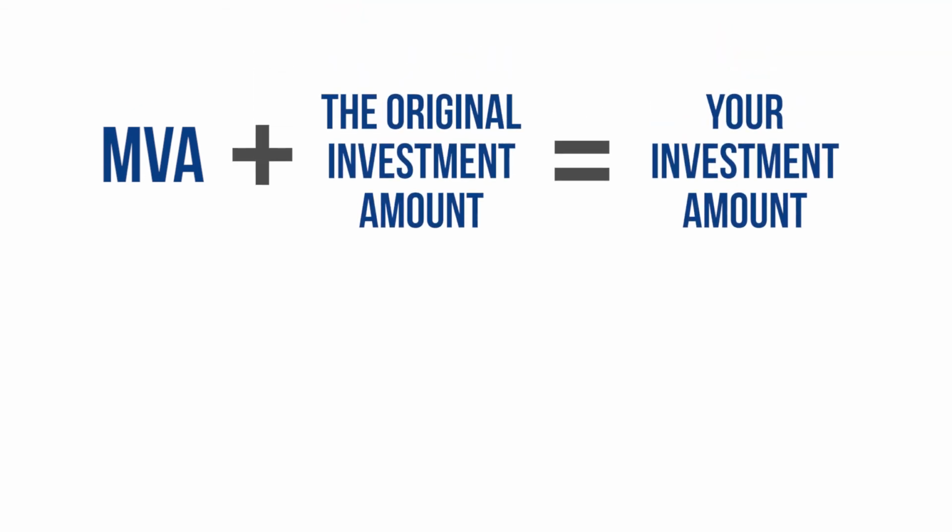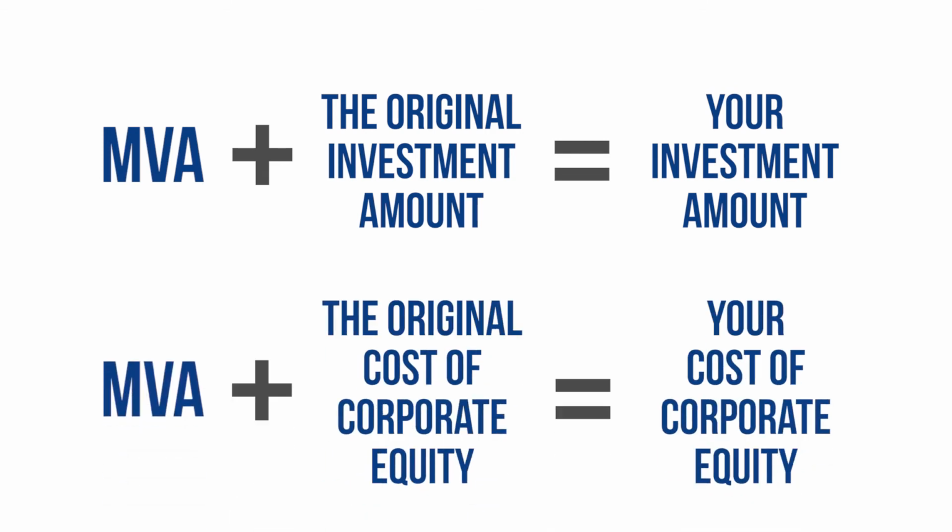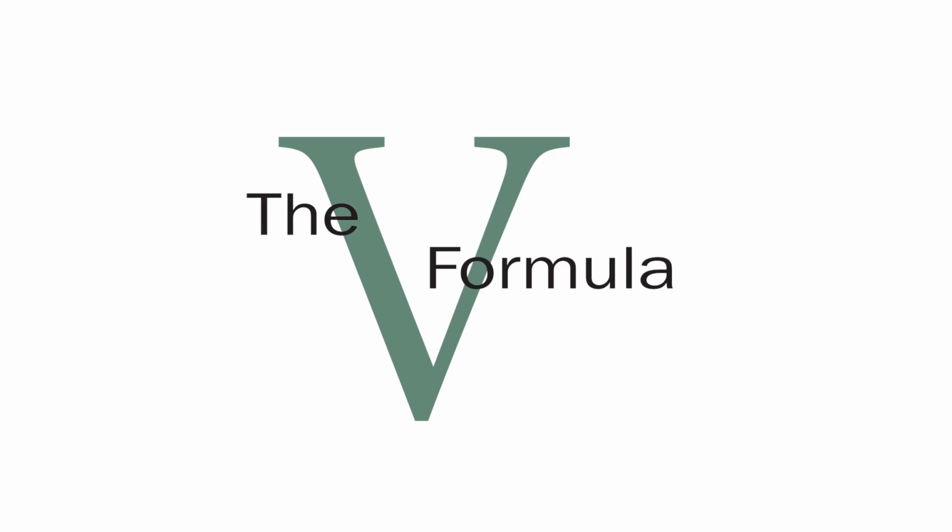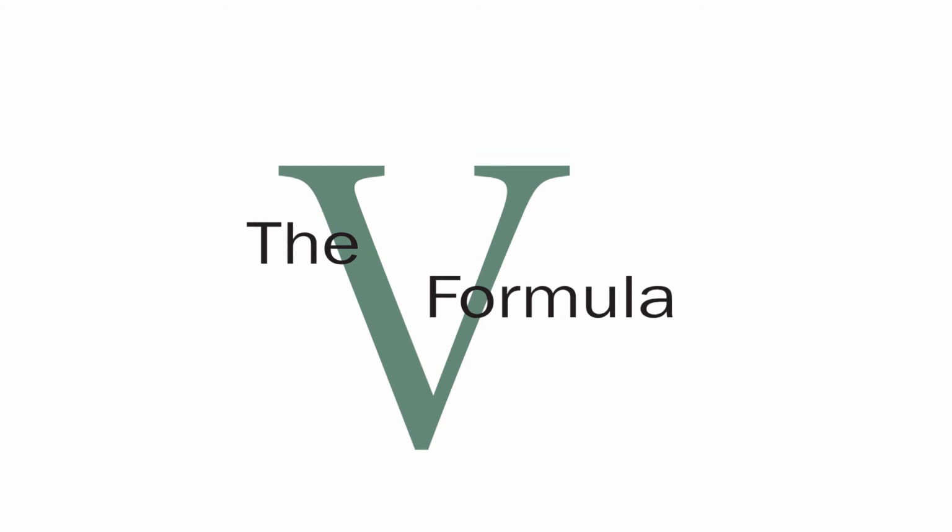So just take the MVA and add it to the initial investment amount to create the company, since it's the new cost for you, and also to the original equity cost of the company. With those 2 adjustments to line 2 and line 7 of the V-formula, you can now compute the market V-formula.